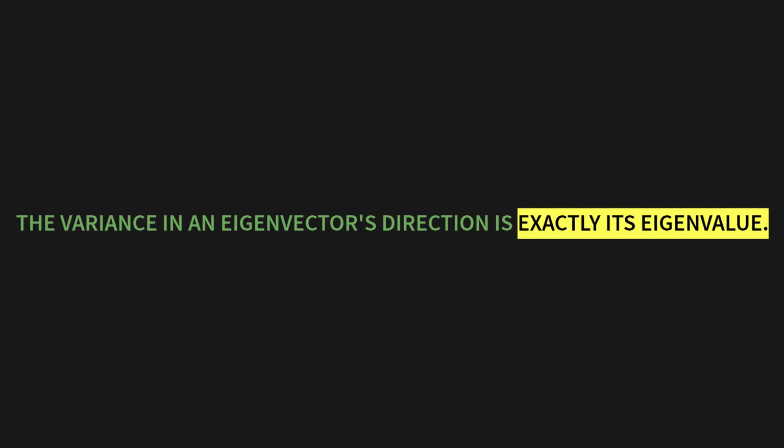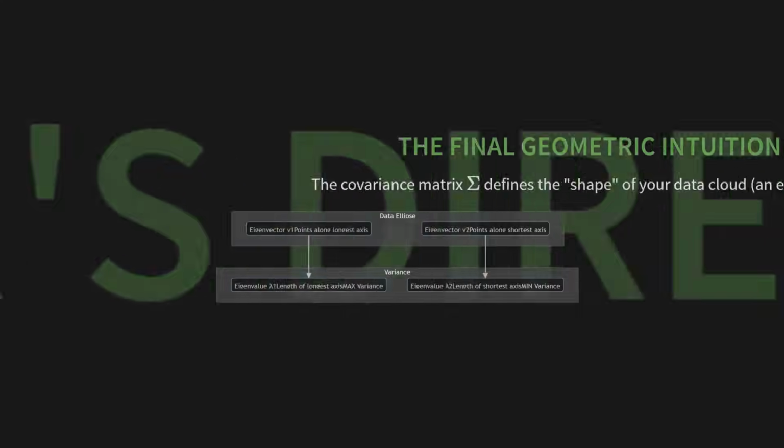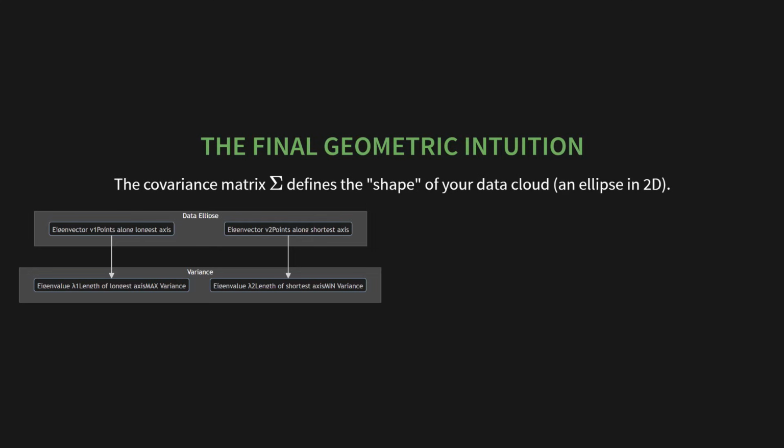This is it. The variance in an eigenvector's direction is exactly its eigenvalue. It's not a coincidence, it's the entire reason this works. Let me give you the final geometric intuition to lock this in for good. The covariance matrix, sigma, defines the shape of your data cloud. In 2 dimensions, that shape is an ellipse, like you see in this diagram.